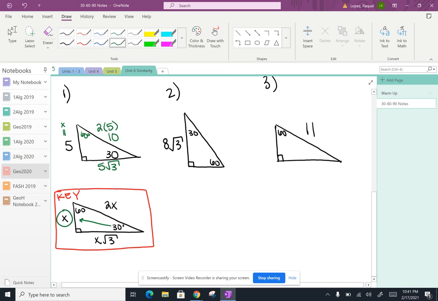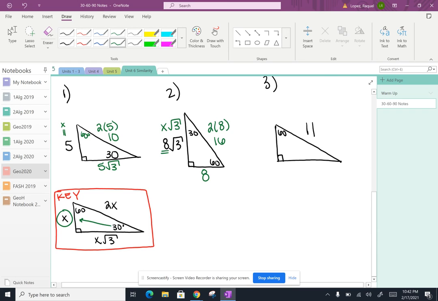Sometimes you'll be given the side that's opposite the 60-degree angle. In this case, it's important to recognize what your x is. So the side opposite the 60-degree angle, we know has to have the ratio of x root 3, which means that 8 is your x, which means the side that's opposite the 30-degree angle measures 8, and the hypotenuse measures 2 times 8, or 16.